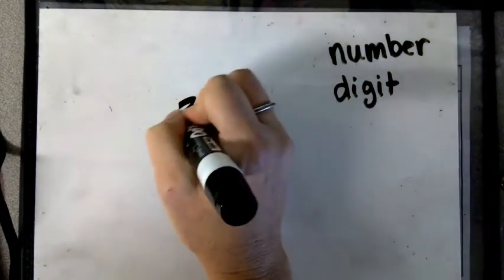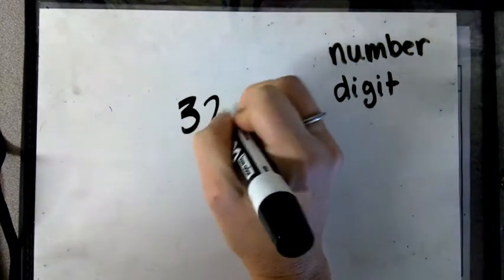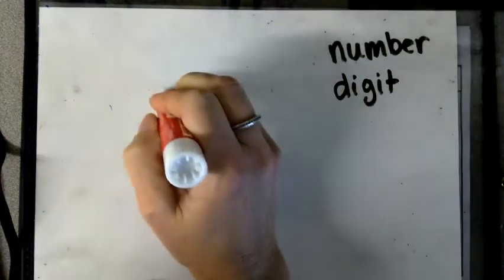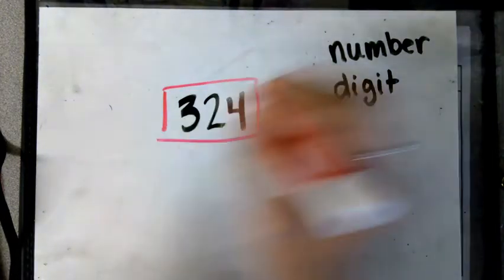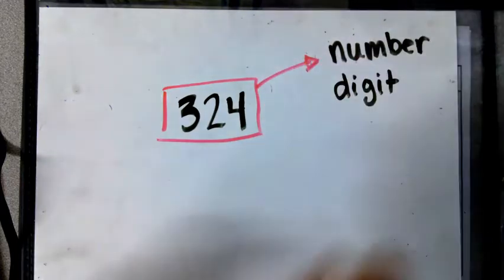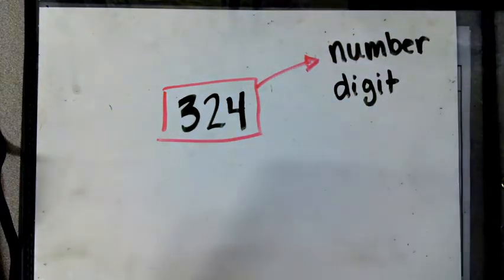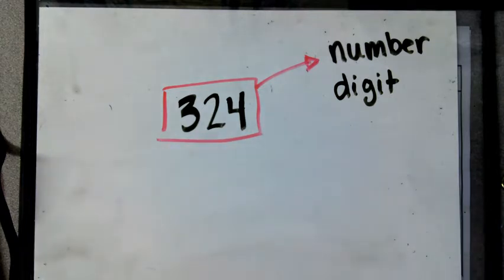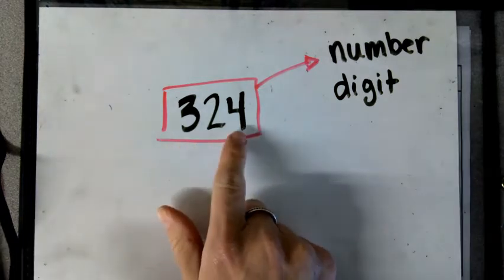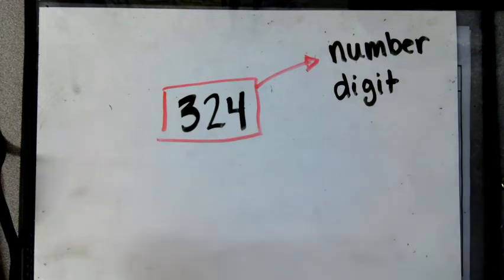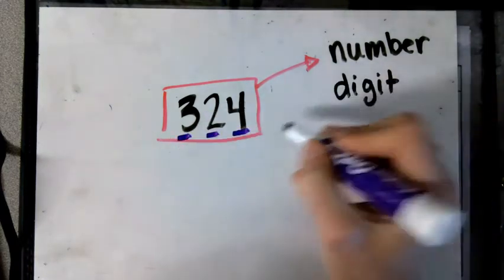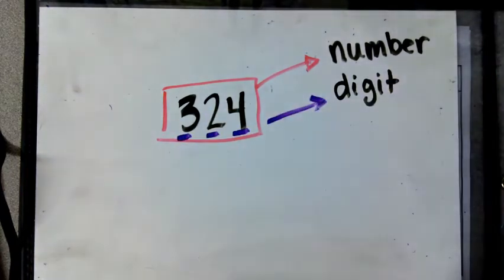So if I was to write the number 324, this whole entire thing is your number, and that is a value or a quantity. So if I was talking about 324 pieces of candy, this is my number or my quantity of how many I have. Now, each of these are digits.